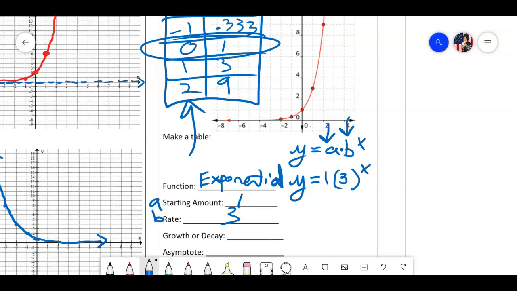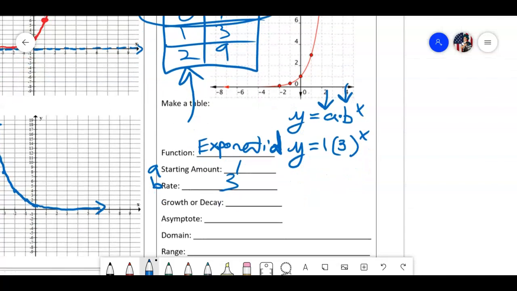Now, there's ways to do this in your calculator, like a regression, but I'm just saying, if you know the multiplier and the starting y-intercept, you can already write the equation. Now, we already said it's growth, not decay.